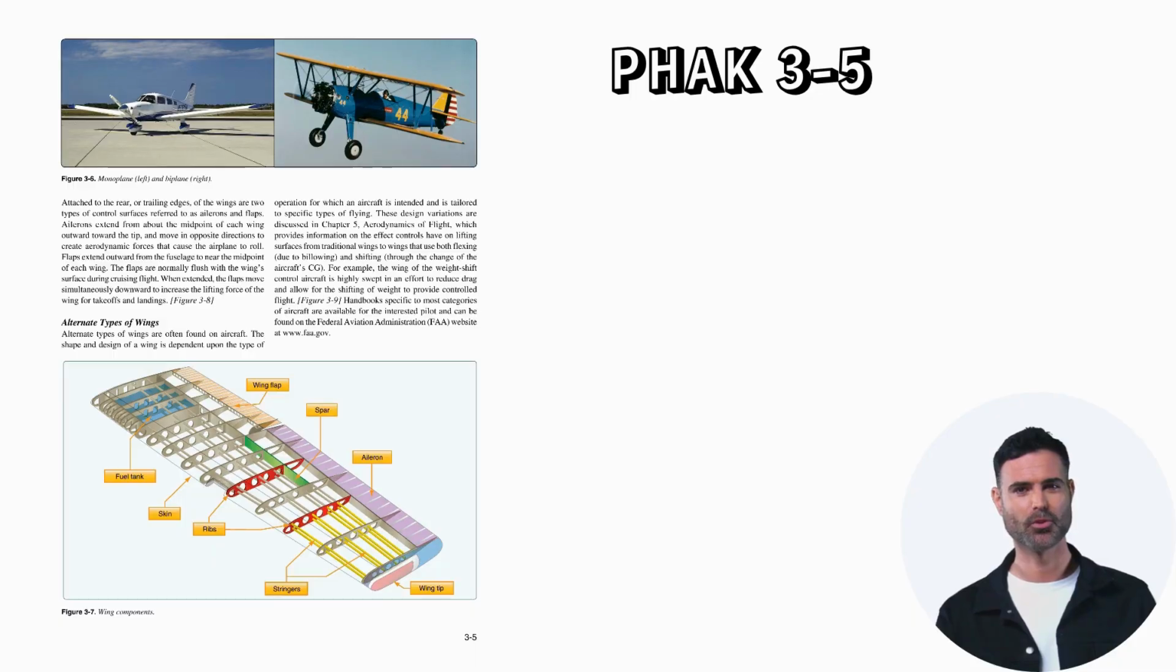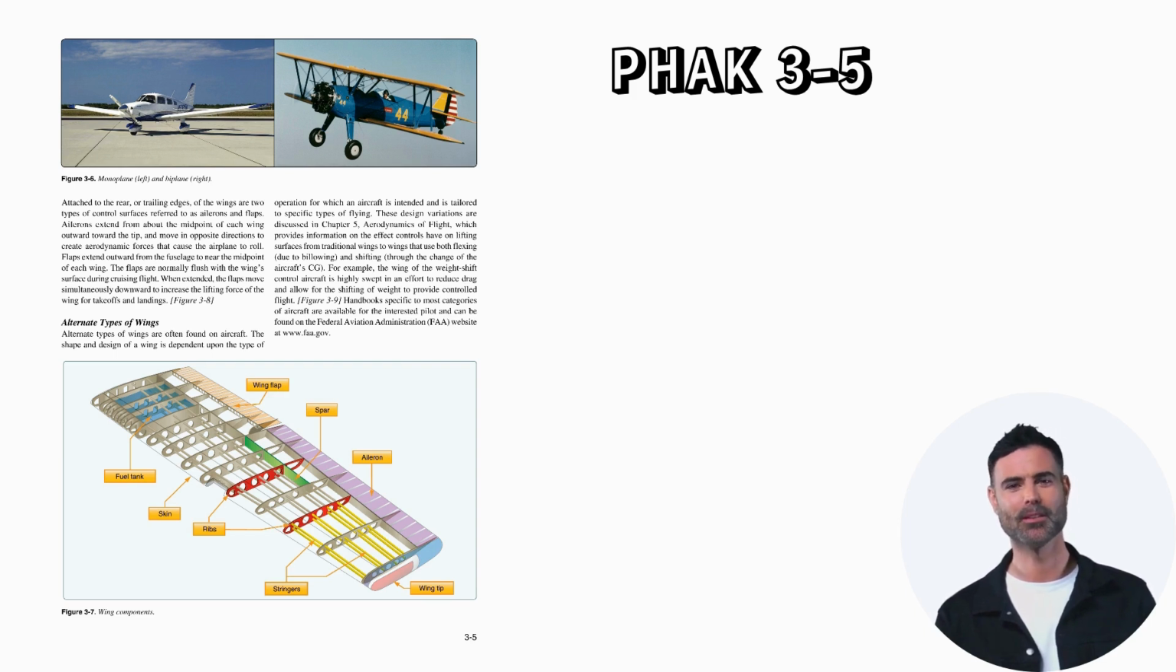Attached to the rear or trailing edges of the wings are two types of control surfaces referred to as ailerons and flaps. Ailerons extend from about the midpoint of each wing outward toward the tip and move in opposite directions to create aerodynamic forces that cause the airplane to roll. Flaps extend outward from the fuselage to near the midpoint of each wing. The flaps are normally flush with the wing's surface during cruising flight. When extended, the flaps move simultaneously downward to increase the lifting force of the wing for takeoffs and landings.